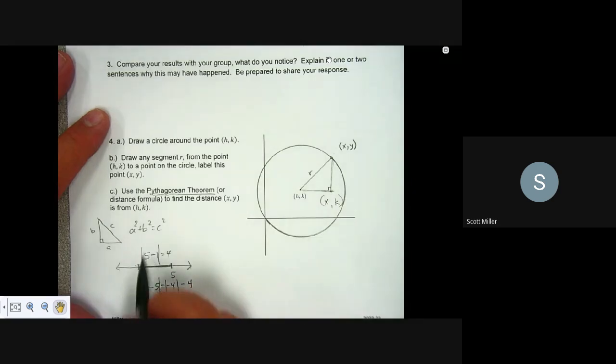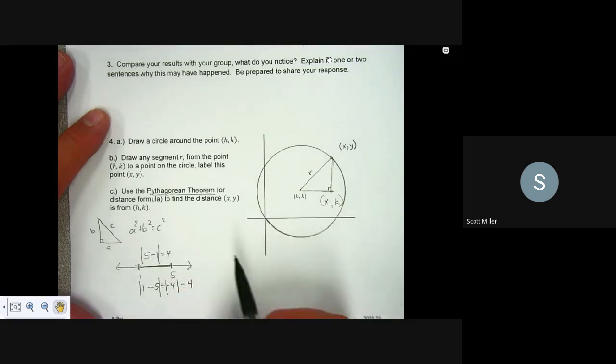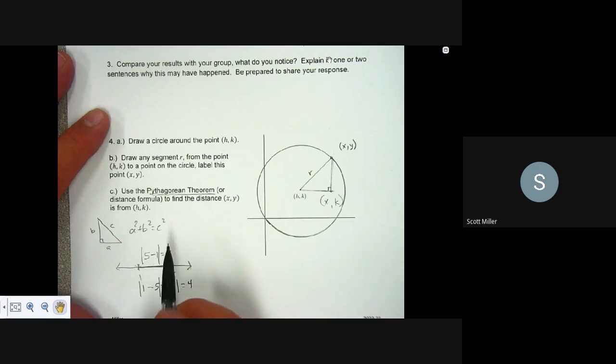So absolute values always make a positive value because it represents distance. The absolute value actually means what is the distance between 5 and 1? 4. What is the distance between 1 and 5? 4. So that's how distances work.